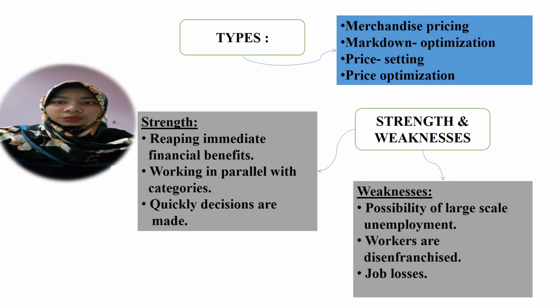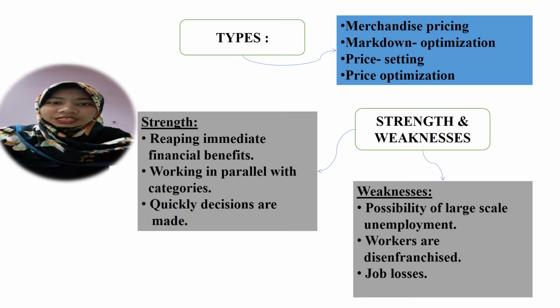For the strengths, I will explain the strengths first. It is a repeatable immediate financial benefit. It provides the opportunity to concentrate on various goals, whether it is margin or the amount of sales conversion. In addition, it works in parallel with category management, with the help of planning the optimization of prices. The prices of the method will be allocated to a specific pricing strategy, and additionally they will be put to work automatically. Therefore, it speeds up how quickly decisions are being made.